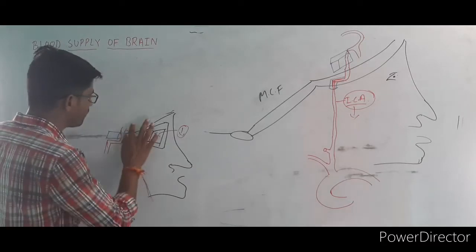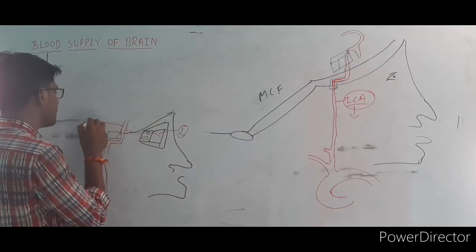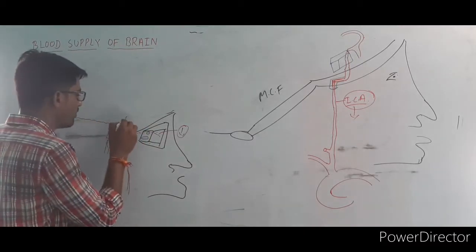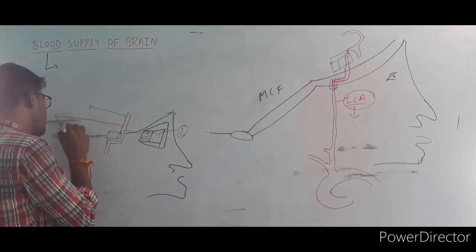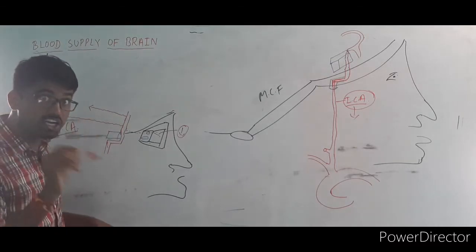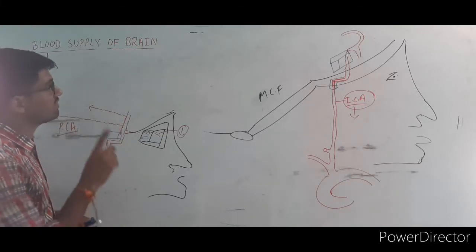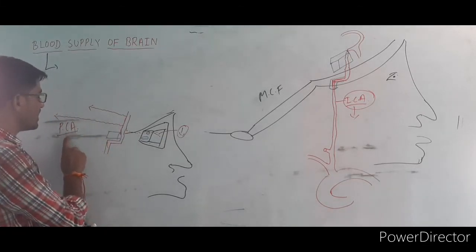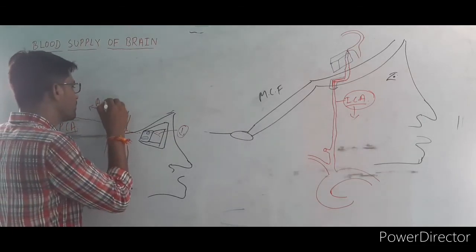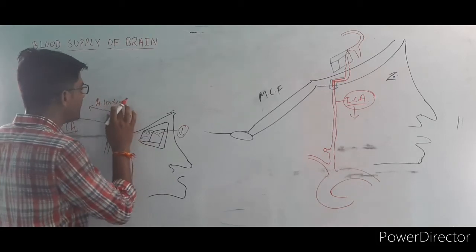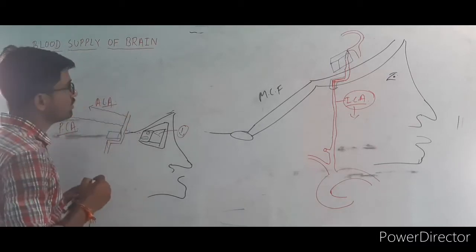Now the second branch. From here it's giving one branch posteriorly, and one branch again to the posterior. So this is called the posterior communicating artery. Now you should be very careful, attention, because the circle of Willis has started. This is the posterior communicating artery, and this is called the anterior cerebral artery.